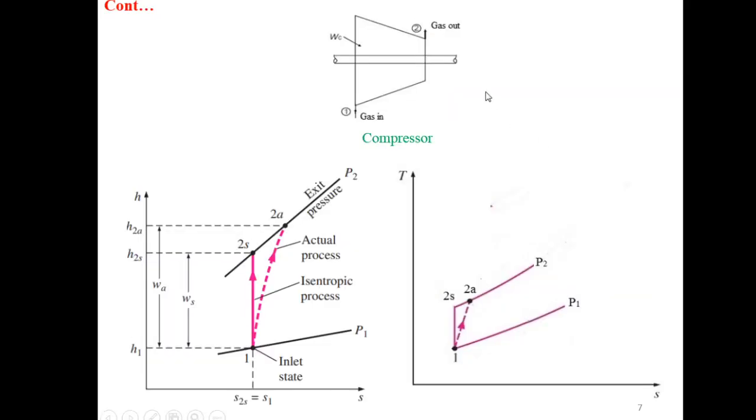You can see in the diagram we have a compressor. This is the diagram of the compressor, and this is the Mollier diagram, that is the enthalpy-entropy diagram. You can see one is the inlet state, two is the exit state, 1-2s represents the ideal process, and 1-2a represents the actual process. Similarly, on the T-s diagram we have two pressures P1 and P2, and inlet point 1, outlet 2s if our process is isentropic, and if our process is actual, then we get 2a.